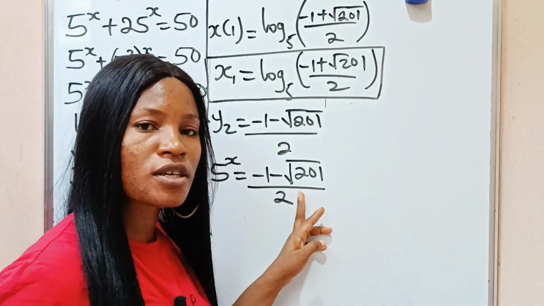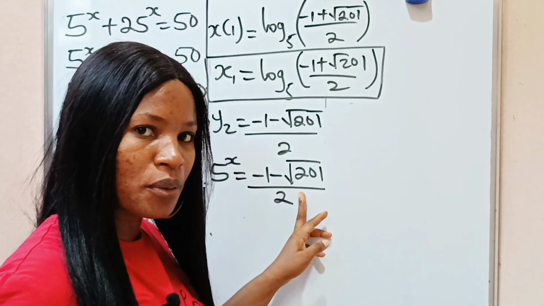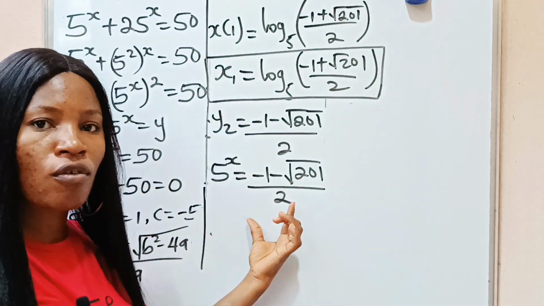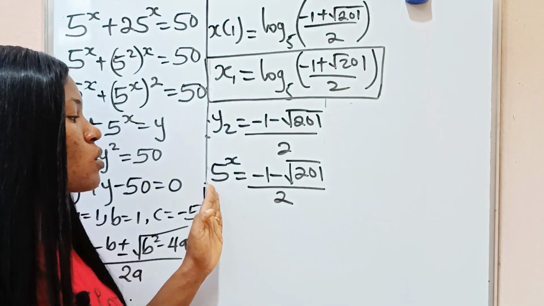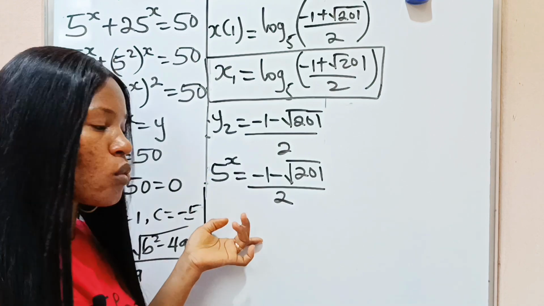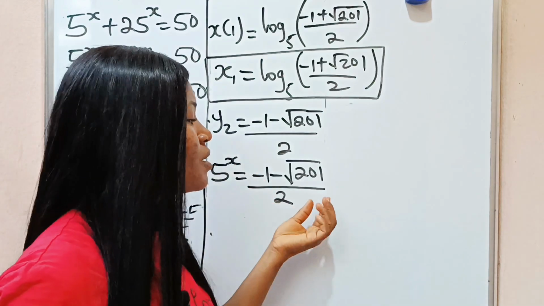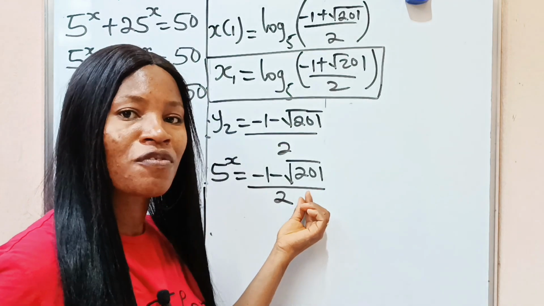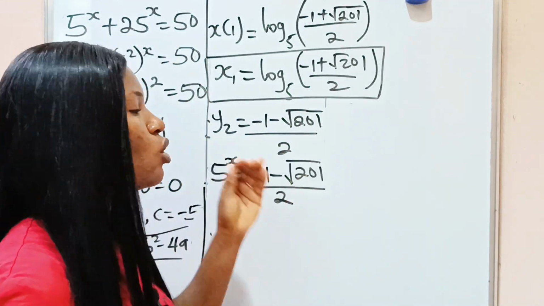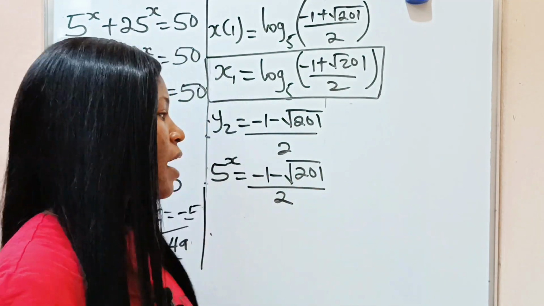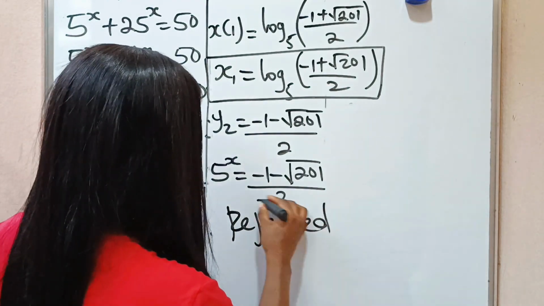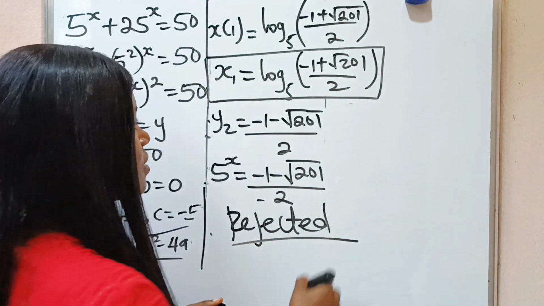If we solve this, we are going to get a negative value, all right? And we are going to use logarithm to solve for x. So if we introduce logarithm to the left-hand side of this equation and also to the right-hand side, it's not going to be possible for us to find the value of x because there is no log of a negative number. Therefore, this one is rejected, and that gave us only one value of our x, which is this.